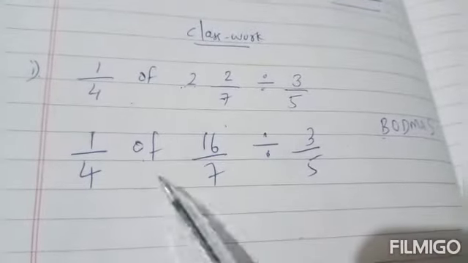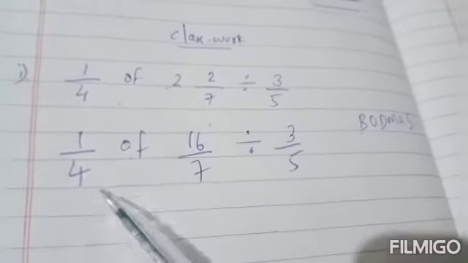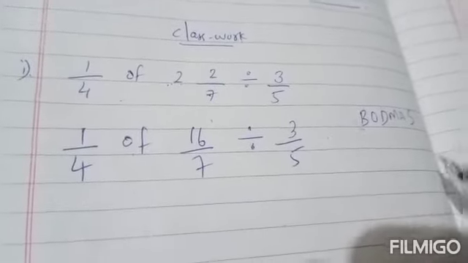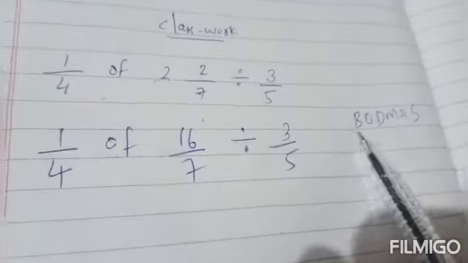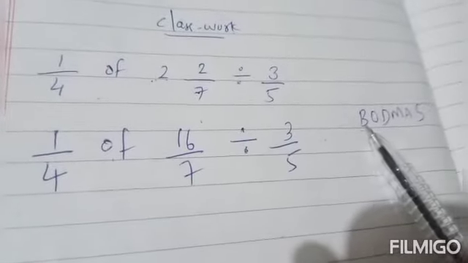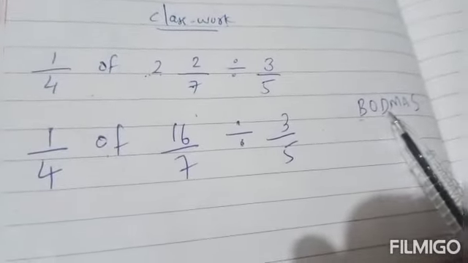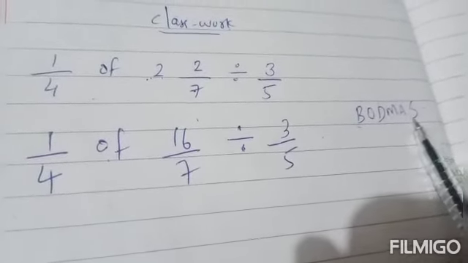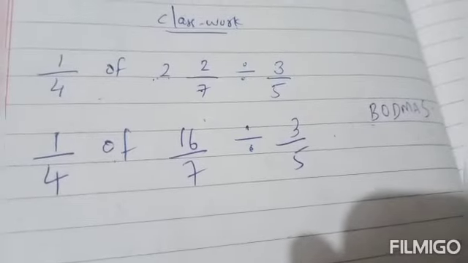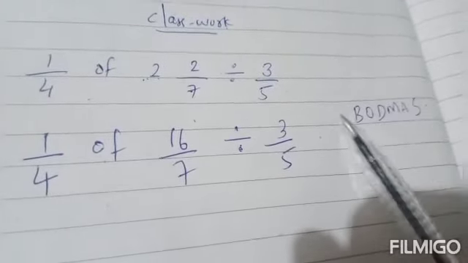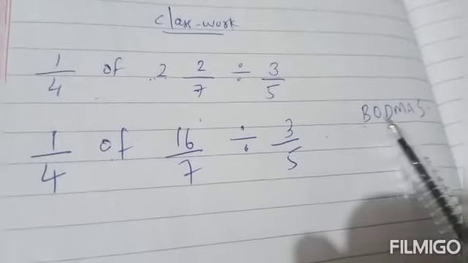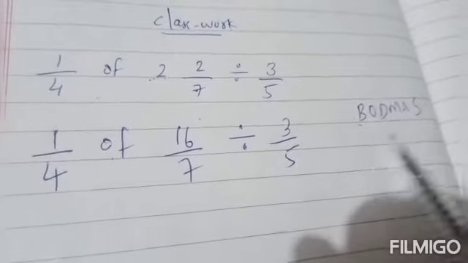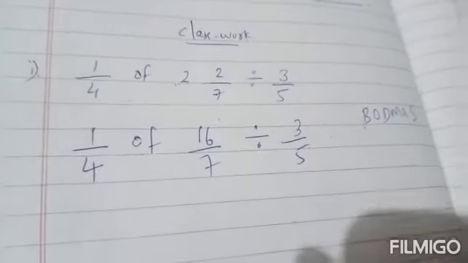So 1 by 4 of 16 by 7 division 3 by 5. While simplifying this expression, you need to follow the BODMAS rule. BODMAS, you know about this. B for bracket, O for of, then D division, M multiplication, A addition and S subtraction. So while simplifying an expression, you have to follow this order: first bracket, then of, then division, multiplication, addition, subtraction.